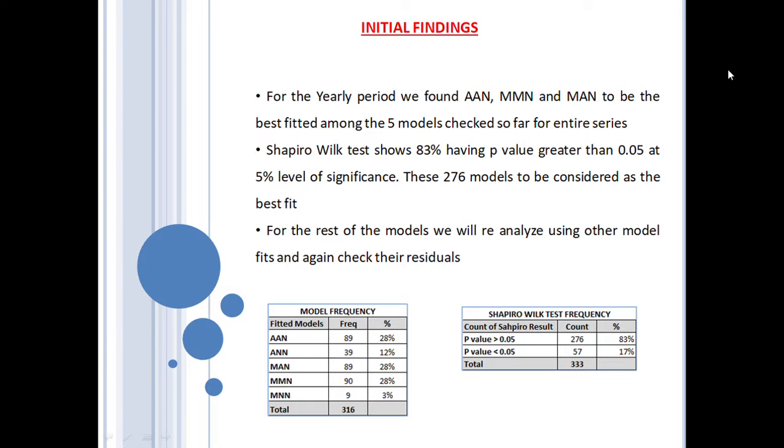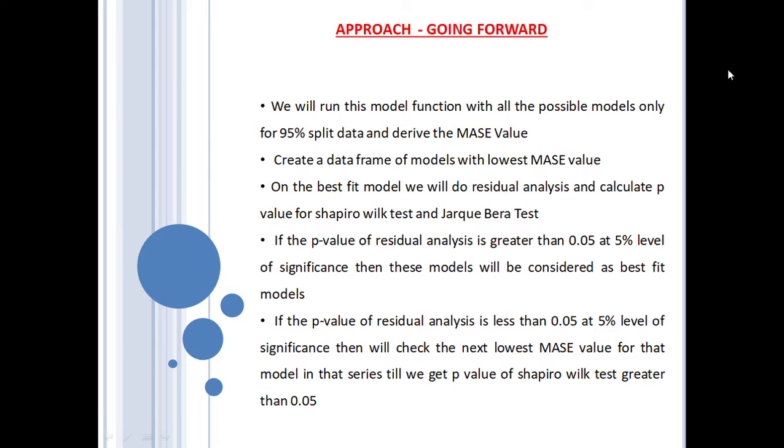The Shapiro-Wilk test shows 83% having p-value greater than 0.05 as a part of the residual analysis at 5% significance level. So these are 276 models where the Shapiro-Wilk test is showing a p-value of greater than 0.05, so we can consider these models as the best fit models. Obviously for this we have run only 5 ETS models, but once we do it for more models, then this will make more sense. As I already mentioned, for the rest of the models, we will reanalyze using other model fits and again check their residuals. So what will the approach going forward be?